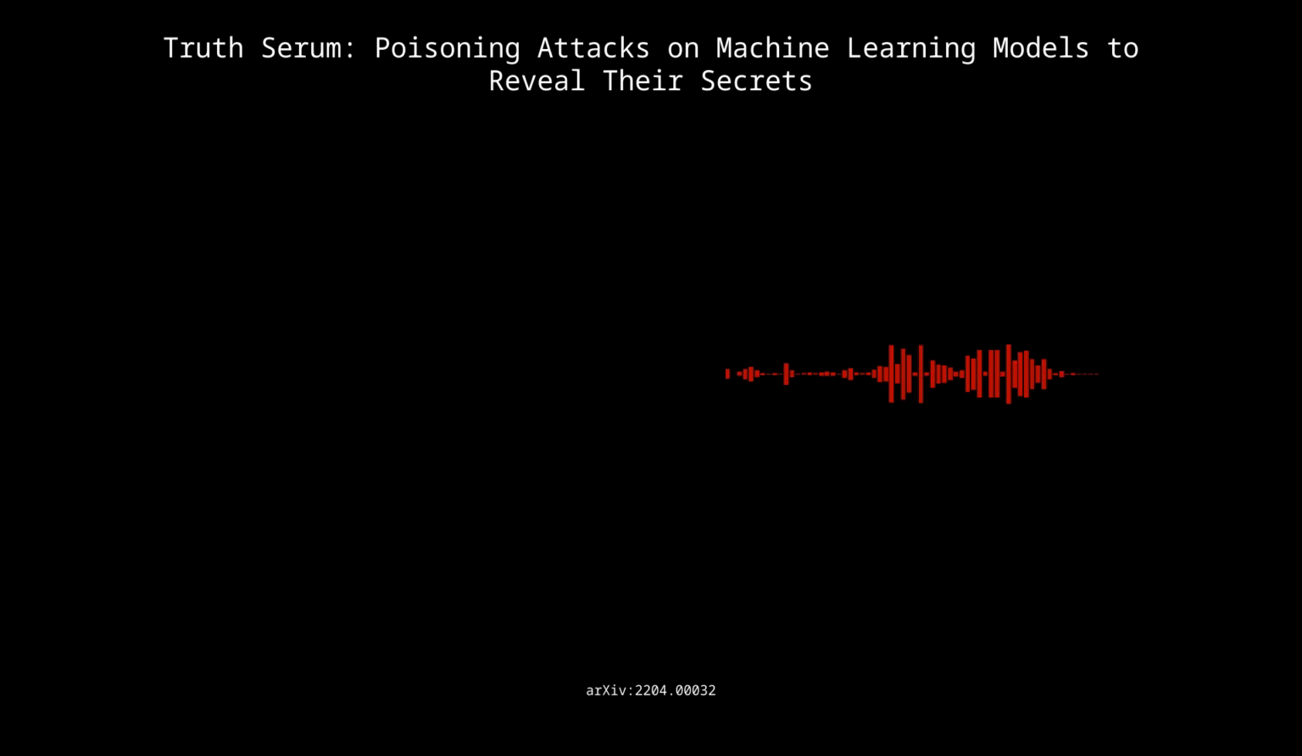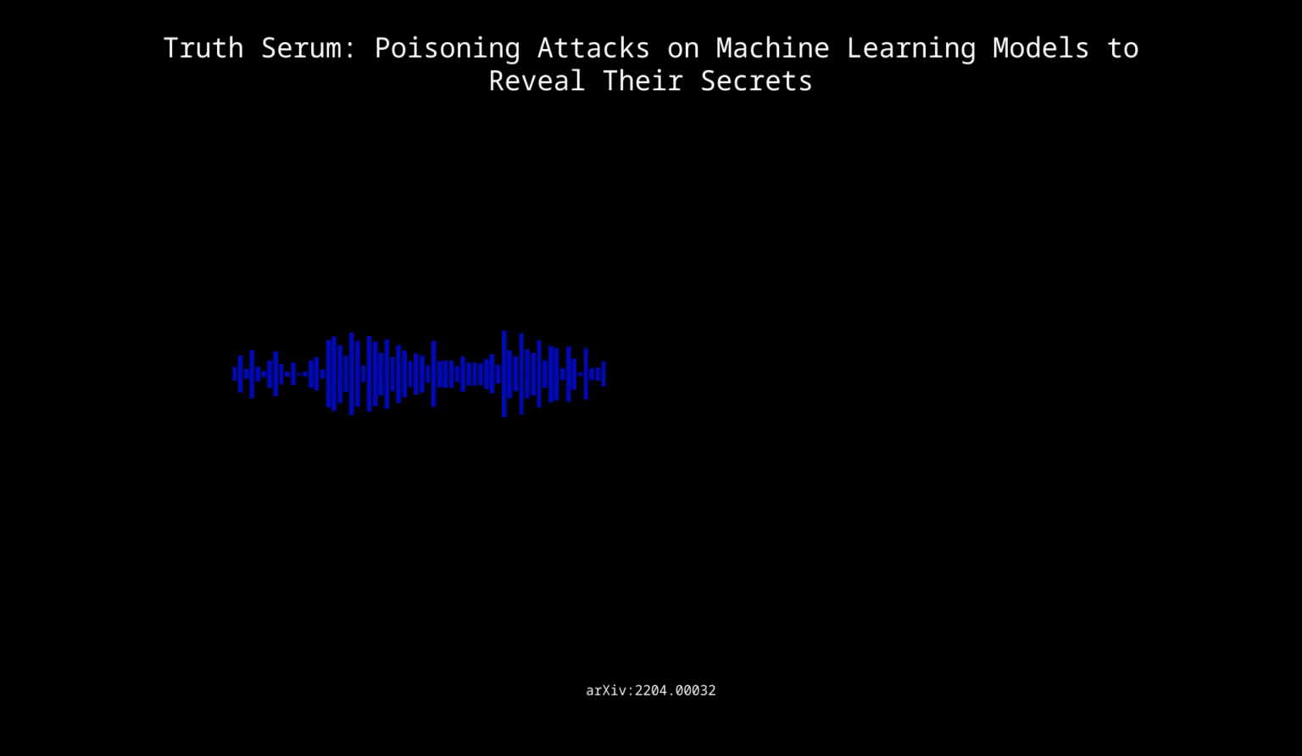But getting back to the truth serum research, we've talked a lot about membership inference. What about other types of privacy attacks? How does truth serum impact things like attribute inference or data extraction? So the researchers showed that truth serum, particularly the label flipping technique, could be adapted to enhance various other privacy attacks. For example, they demonstrated successful attacks on attribute inference, where the goal is to infer some unknown characteristic of a data point based on the model's output.